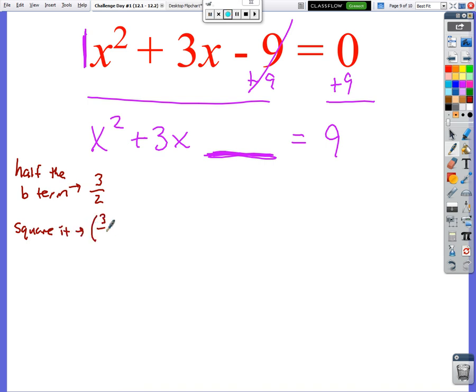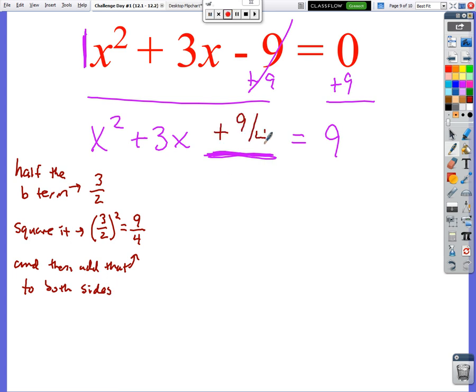So 3 halves squared, I get to square both the numerator and denominator, so that's 9/4. And then add that 9/4 to both sides. So I'm going to add 9/4 here, and I'm going to add 9/4 there. So again, you're going, ooh, not liking that fraction, but just work with it, please. Work with it.